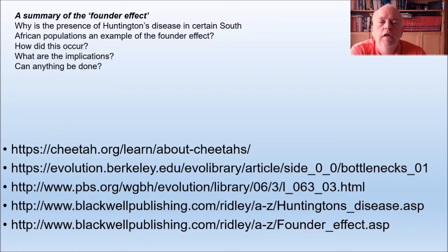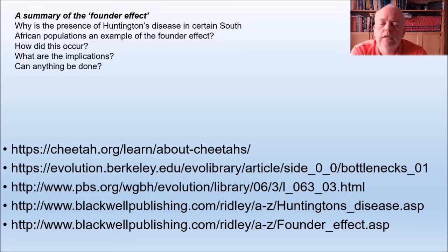So if you're going to be looking at Huntington's disease, there's a number of questions I'd like you to try and answer. It's a good example of the founder effect. So why is the presence of Huntington's disease in certain South African populations an example of the founder effect? So find out a little bit about what it is and why that meets the criteria for the founder effect. How has it occurred? What are the implications for those particular populations? And can anything be done? Sometimes something can be done and sometimes it can't. So is there anything that can be done to address those particular conditions in that population?